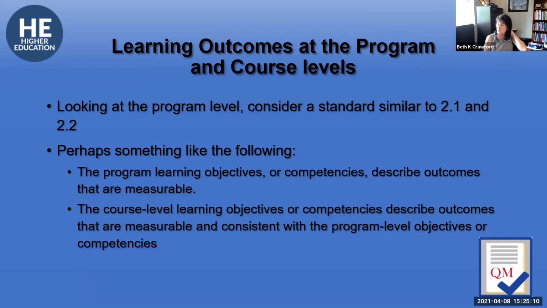Hopefully they do. Once in a while, we run into horror stories where they don't. We had a faculty member tell us that she didn't need program outcomes. She could tell when her students got it. So that was a really fun part of that process. Another way to look at it might be that the course level learning objectives and competencies describe outcomes that are measurable and consistent with the program level outcomes or competencies. So you can basically see that I've stolen liberally from the wording of 2.1 and 2.2 to try to look at it one step or further back to the program level.